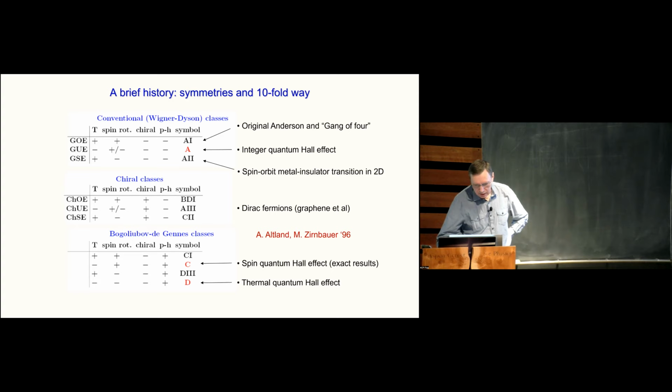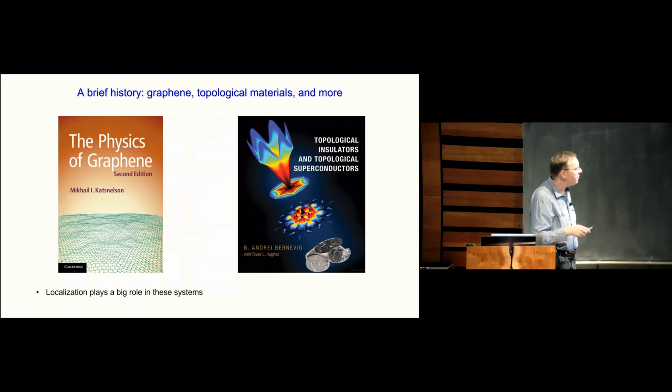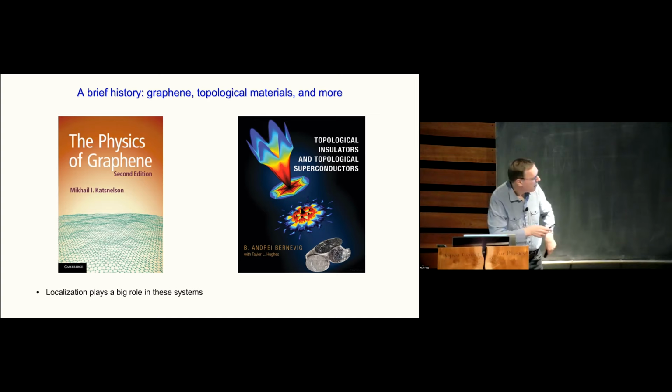Now, experiments have been going on. Of course, I cannot do justice to them in one slide, but we have the whole huge area of physics of graphene. We have another huge area of topological states of matter. There are books now about each of them, not a single book. But at this point, I only want to say that localization plays a big role in these systems, and they have been discussed in our program, in particular today. Foster gave a talk about how this is relevant to these materials.